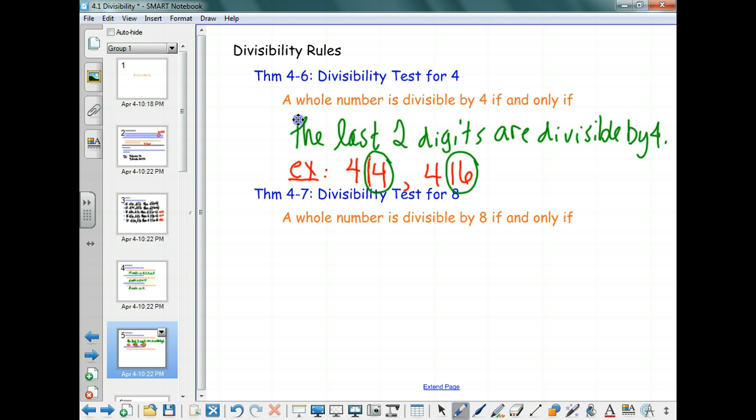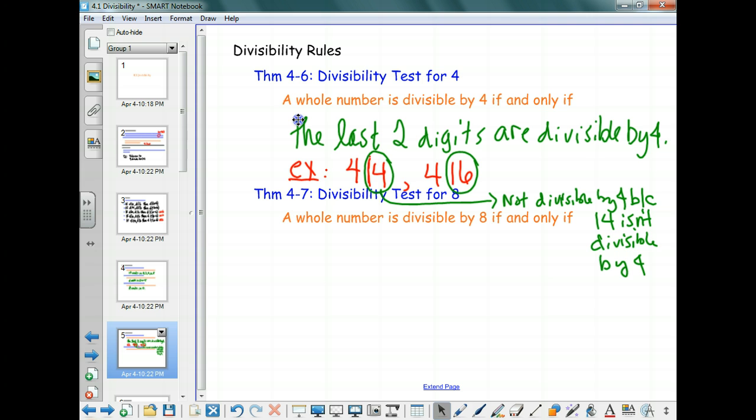Is 14 divisible by 4? No. So neither is 414. And it's not divisible by 4 because 14 isn't divisible by 4. But then the 416, I look at the 16. Is the 16 divisible by 4? Yes. So this one is divisible by 4 because 16 is divisible by 4.